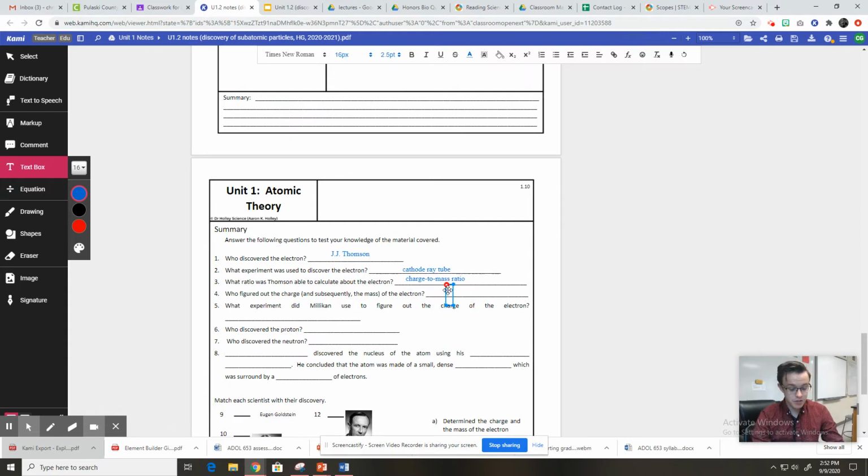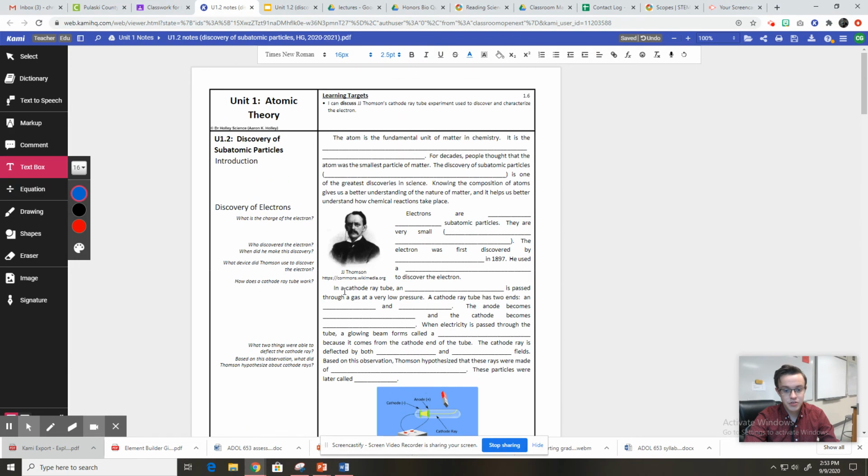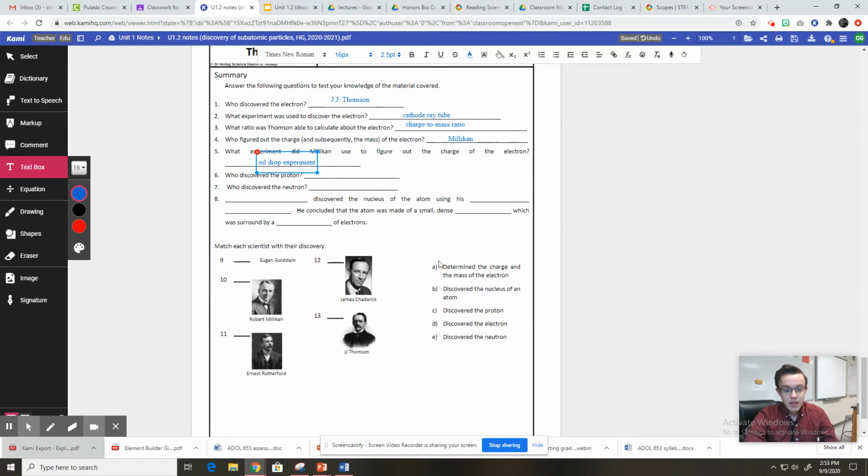Now, someone else figured out the exact charge and the exact mass of an electron using a different experiment, and this guy's name was... it makes me think of Milkman. It's actually Millikan, though. Robert Millikan. Robert Millikan was able to discover that, and he used an experiment called the oil drop experiment to discover the charge and mass of an electron, and you can see that in a picture here. So here's Robert Millikan, and here's his oil drop experiment.